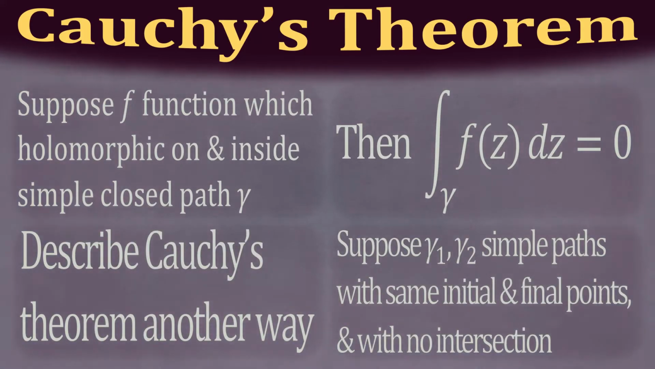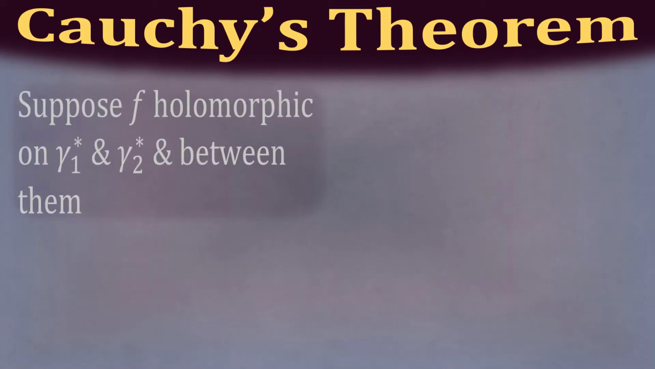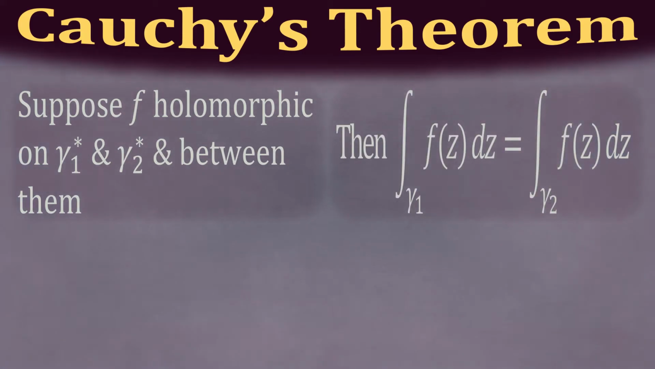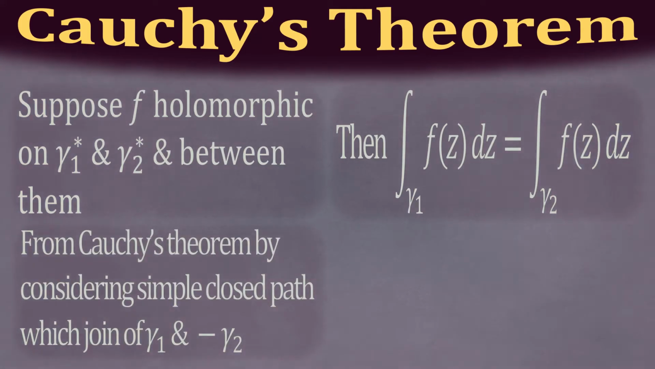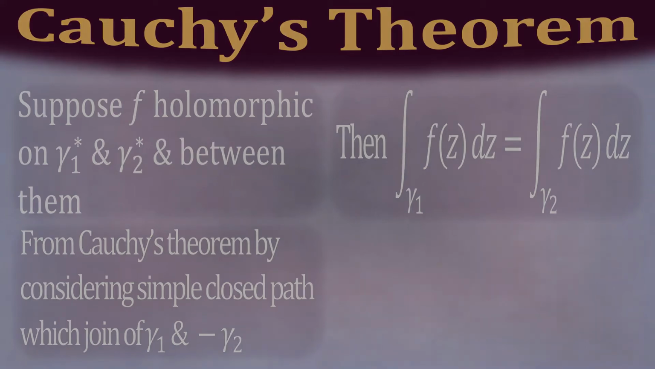Suppose gamma 1 and gamma 2 are simple paths with the same initial and final points and with no intersection. Suppose f is holomorphic on gamma 1 star and gamma 2 star and between them. Then the integral over gamma 1 of f of z dz is equal to the integral over gamma 2 of f of z dz. This follows from Cauchy's theorem by considering the simple closed path which is the join of gamma 1 and minus gamma 2.